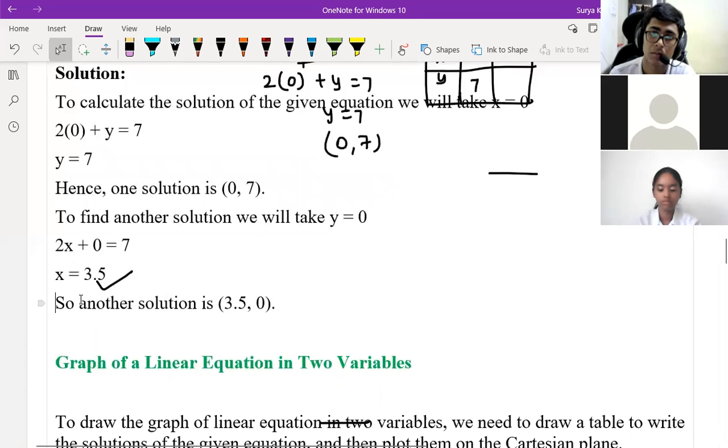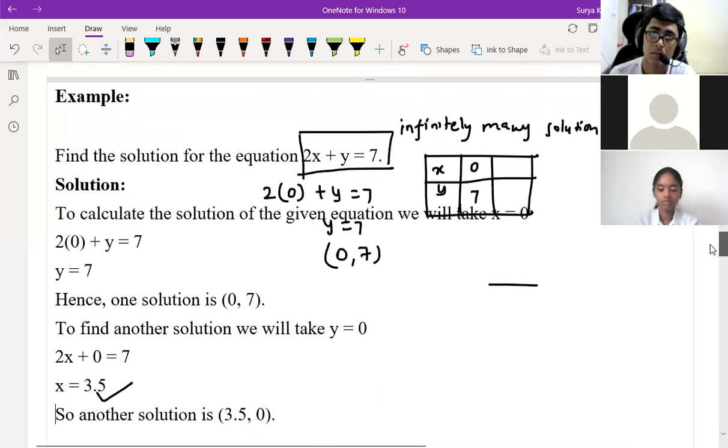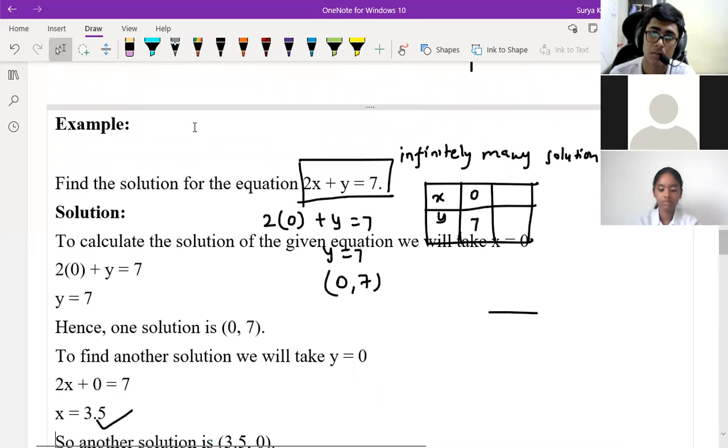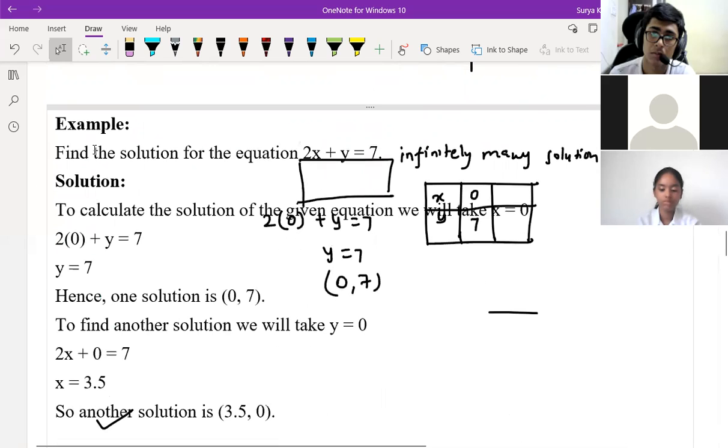So, sir, we have to make these graphs on graph paper. Yeah, graph paper only. You should not do this in a notebook or something like that. We should do it exactly on graph paper if they are asking in the exam. Okay, sir. Sir, I have a question.